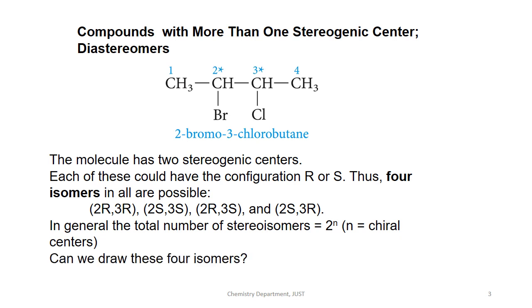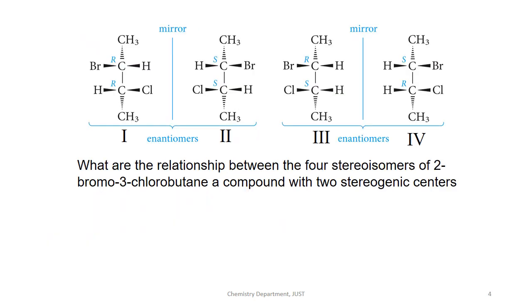Let's draw them first, and then we can see what kind of relationship there is between them. These are the 4 stereoisomers. 1, both of them R, 2, both of them S, 3, this carbon R and this carbon S, and 4, the opposite: this one S, this one R. So you can see that 1 and 2 are mirror images. 3 and 4 are mirror images. So by definition, any stereoisomers that are mirror images are enantiomers. So the relationship between 1 and 2 is enantiomers, and between 3 and 4 also enantiomers.